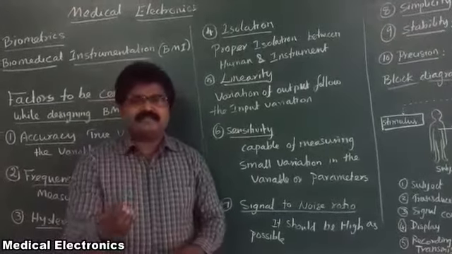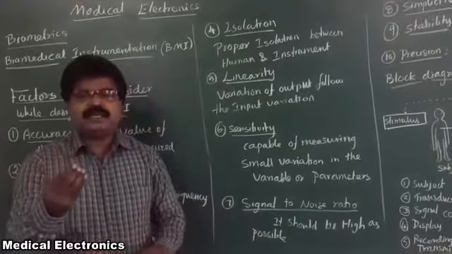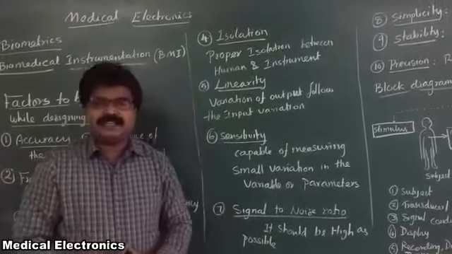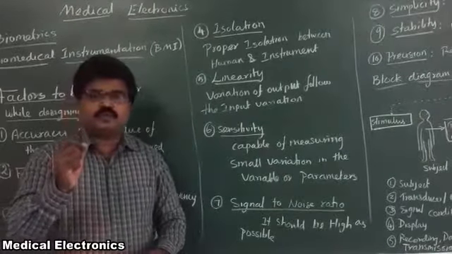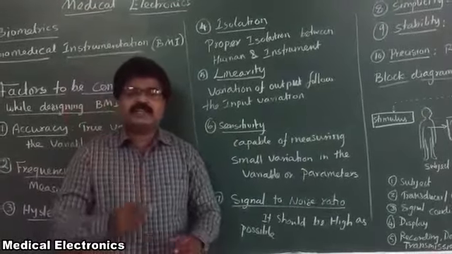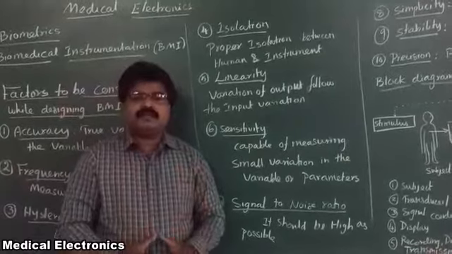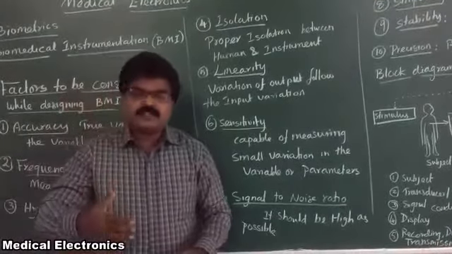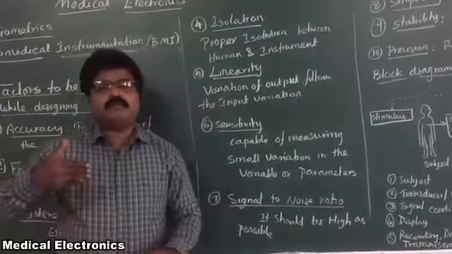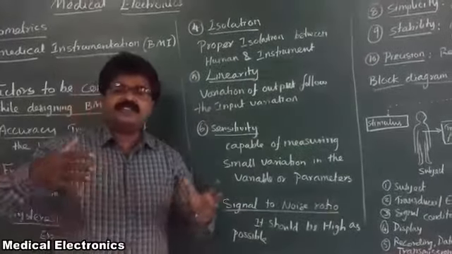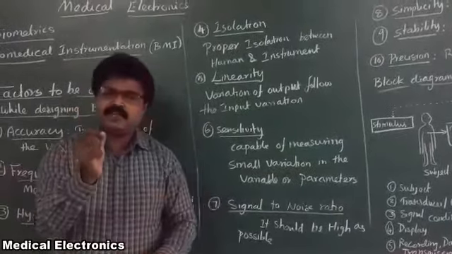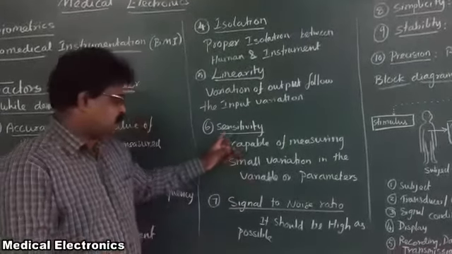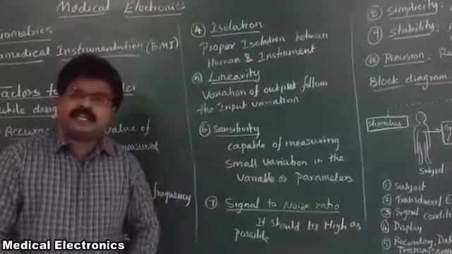The instrument must be capable of measuring very minor variations. That's called sensitivity. The instrument used for measuring the physiological variable, that is, the biomedical instrument, must have high sensitivity, because the variation of physiological variables of our human body is not a wide range variation. It's a very minute variation, and the instrument must be capable of measuring that. That's called sensitivity.